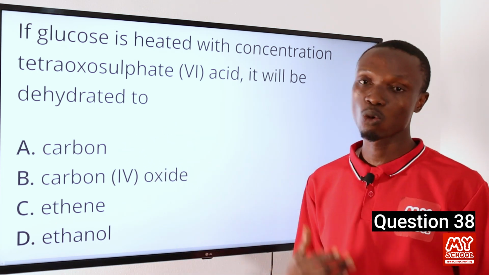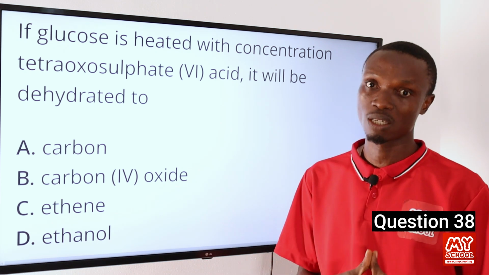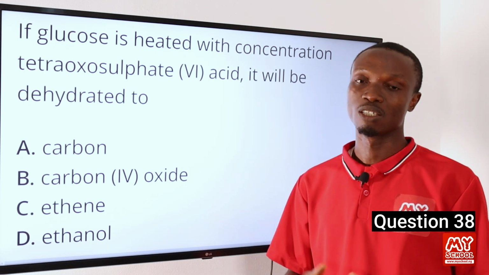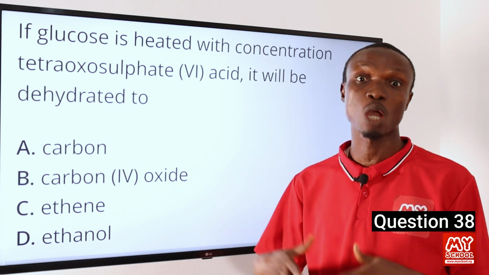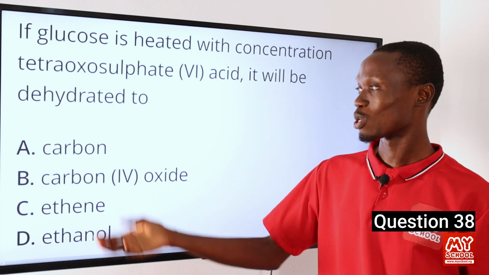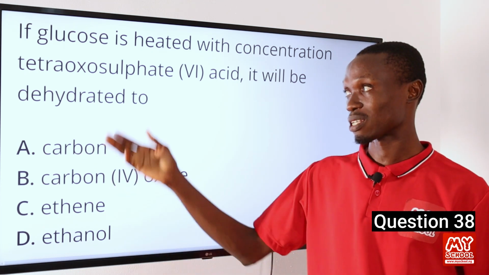So when glucose is heated with concentrated tetraoxosulphate(VI) acid, the glucose is actually dehydrated, and a black residual carbon is deposited. So that makes option A the correct answer to this question.